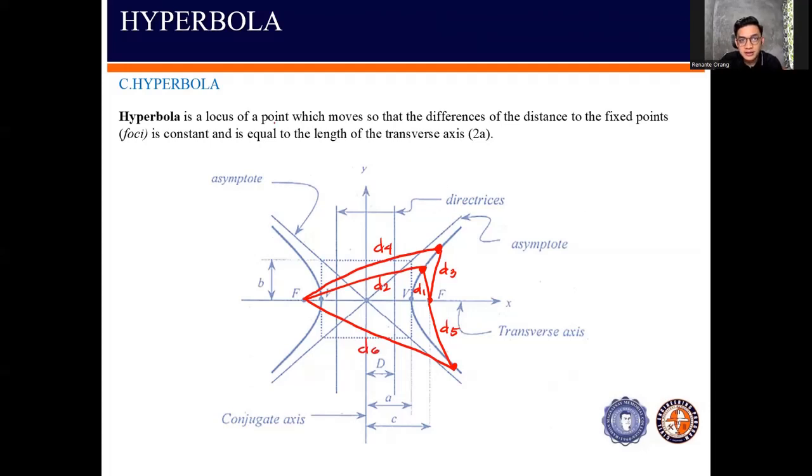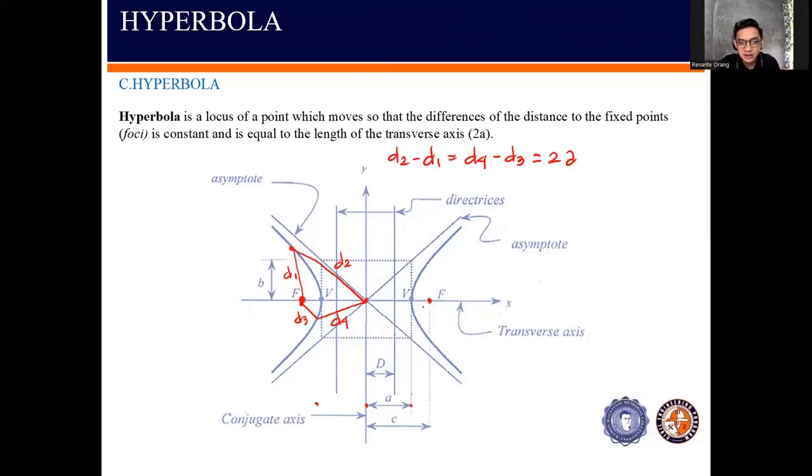So, sabi dito, the difference of the distances to the fixed points, the foci, is constant. So, therefore, our distance 2 minus distance 1 is equivalent po daw sa distance 4, yung mas mataas, minus distance 3, is also equivalent to our distance 6 minus distance 5. And this measurement is also equal to the length of our transverse axis, which is our 2a. So that's the explanation for that one.